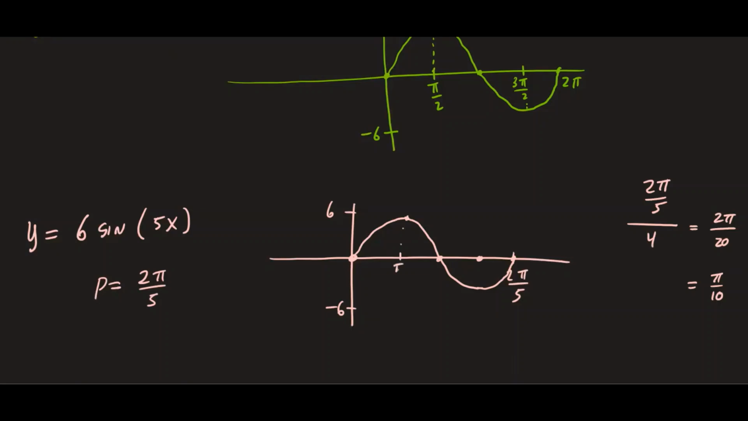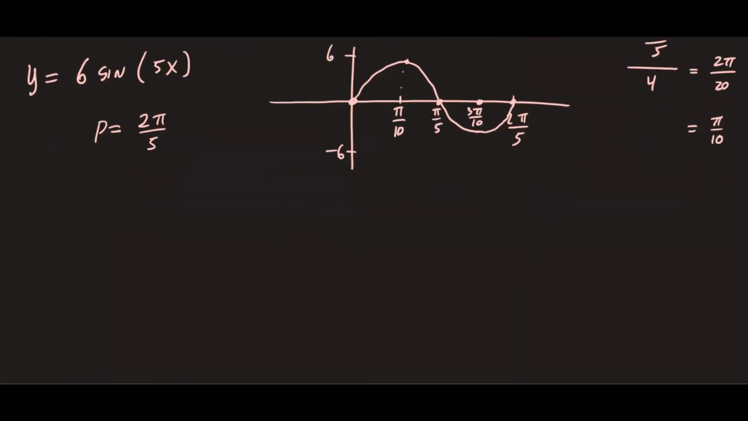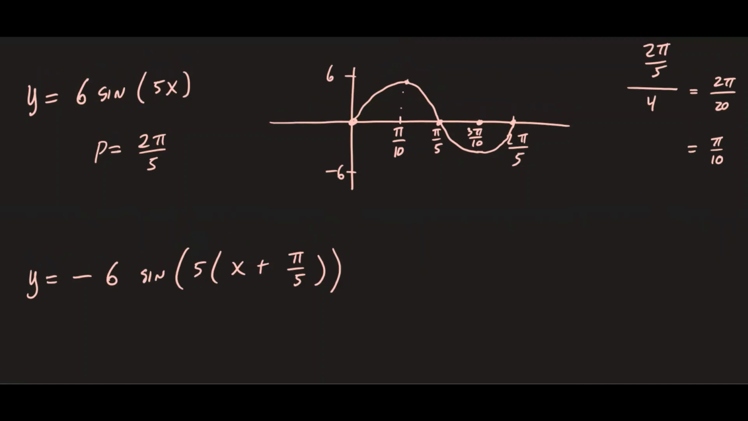So this is pi over 10, and then we have 2 pi over 10, that's pi over 5, and this is 3 pi over 10, and then 4 pi over 10, that's 2 pi over 5. So there you go. Those are the points on the interval. And now we're ready to do the graph that we're given, which was y equals negative 6 sine of 5 times x plus pi over 5. So we already did half of it. Now we just need to shift all of these points to the left, pi over 5 units. And we're going to reflect about the x-axis because of the negative in front.